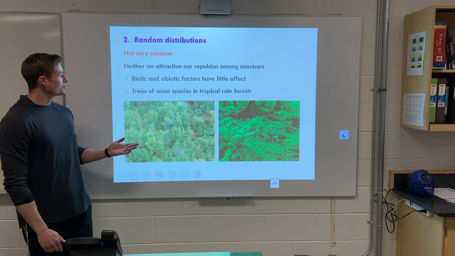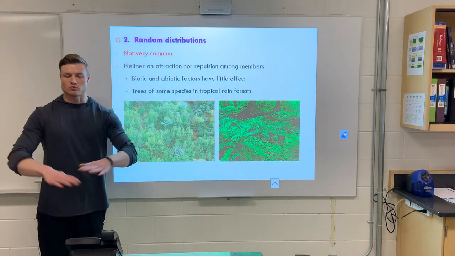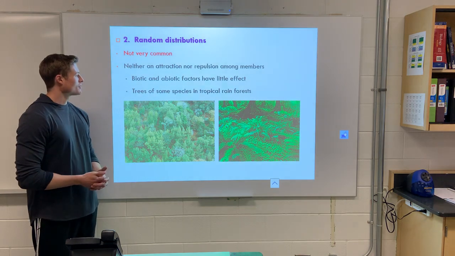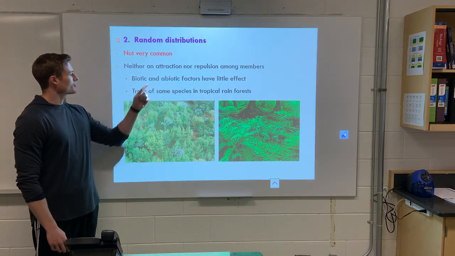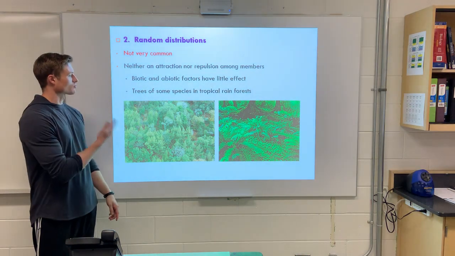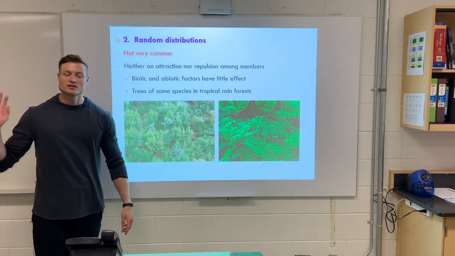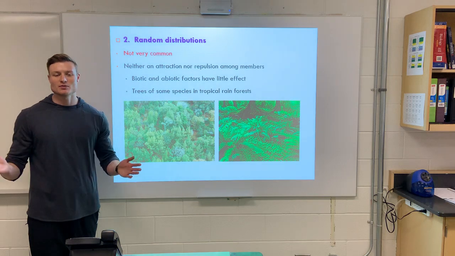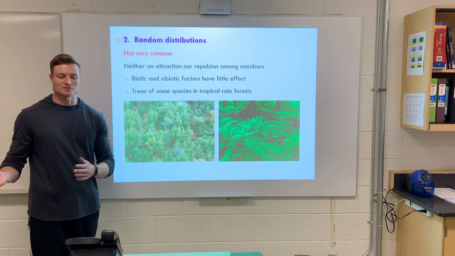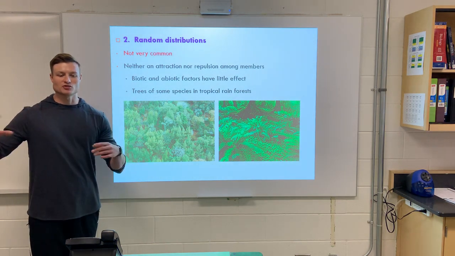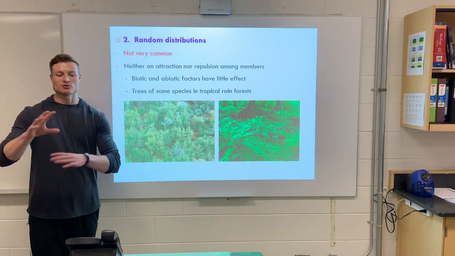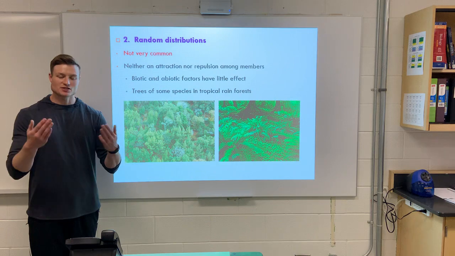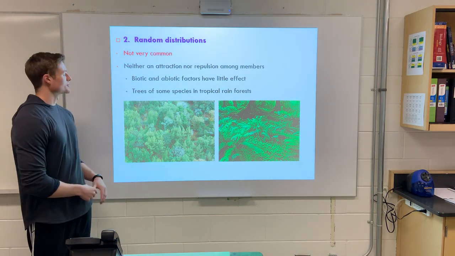You might see random distribution, so organisms randomly spread out throughout the ecosystem. This would be where biotic and abiotic factors have little effect. So something like a tropical rainforest: tons of sun, tons of water, tons of space, good soil. Limiting factors don't really matter as much. So you might see plants growing everywhere or animals spread out kind of randomly. Generally though, this is also pretty rare. You don't see a lot of random distribution in nature.